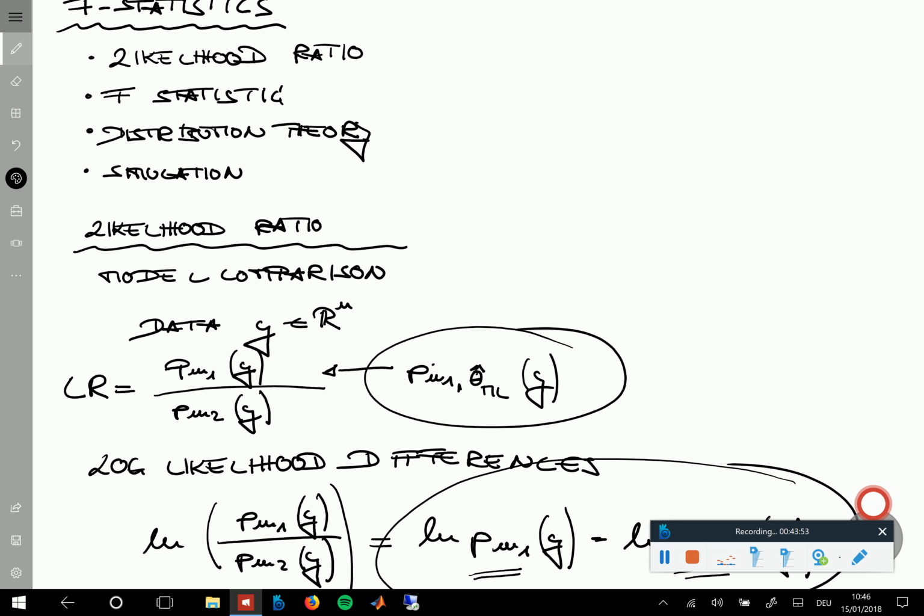Questions right now? Everything clear? Everything unclear? Nobody knows. Good. Then let's stop here and continue at 11 and then really look at the F statistic.